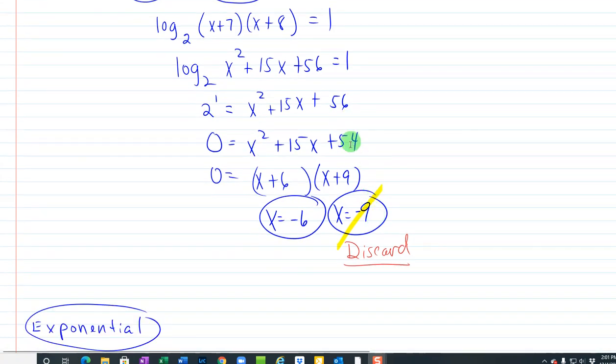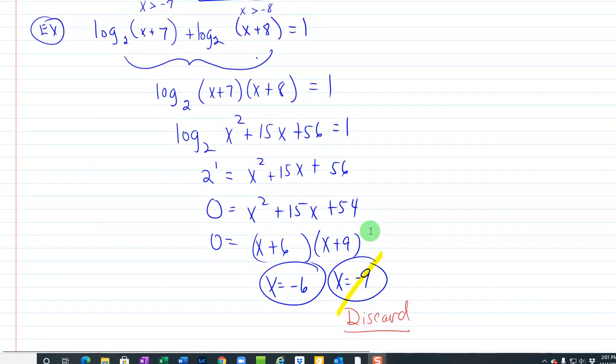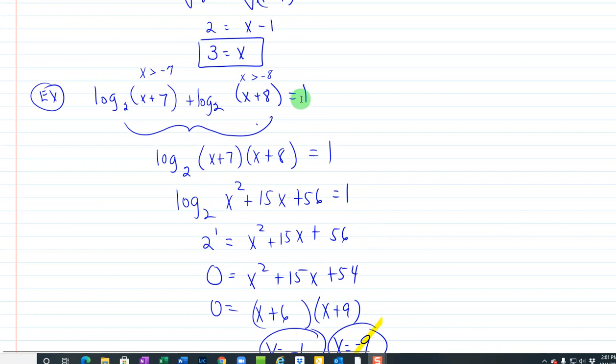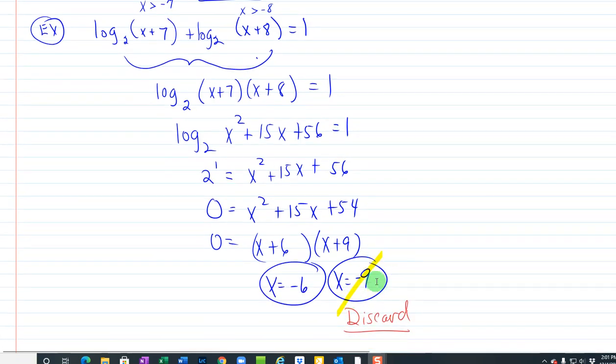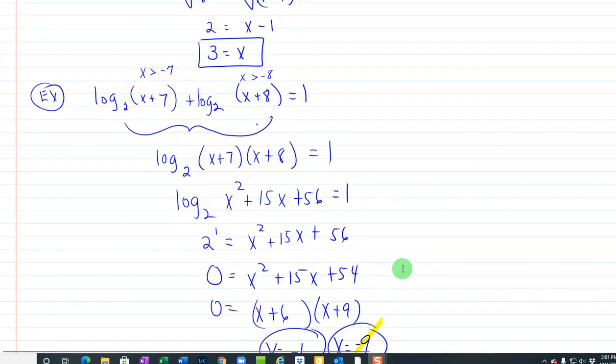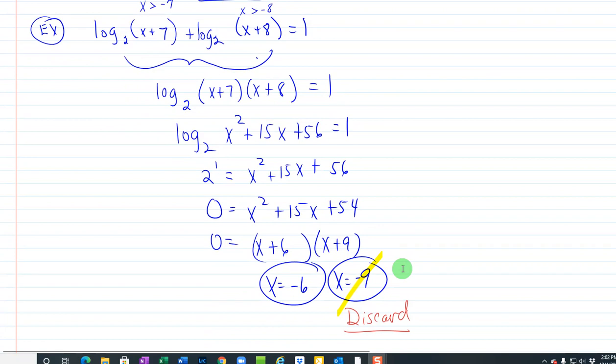So then I can factor. 6 and 9 give me 54 as a product, and they add to be 15. And I get -6 and -9. But we have to think about what we said our restrictions were. We have to be greater than -7 or greater than -8. -9 is not greater than that. So we're going to have to discard that one. It's less than -8 and -7.